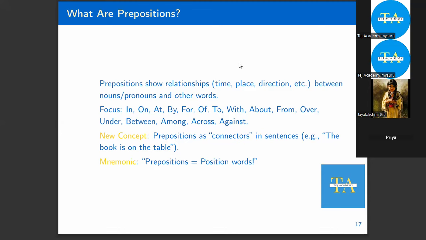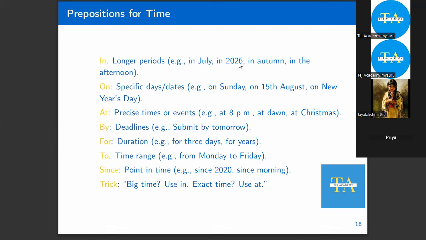Here, the new concept is prepositions as connectors in sentences. The book is on the table. So basically, a preposition connects the parts of a sentence. Like the book is there, and the table is also there, and the preposition connects these phrases to let us know that the book is on the table. So it's position basically. The word position is hidden in the word preposition. It speaks about the position of a noun.